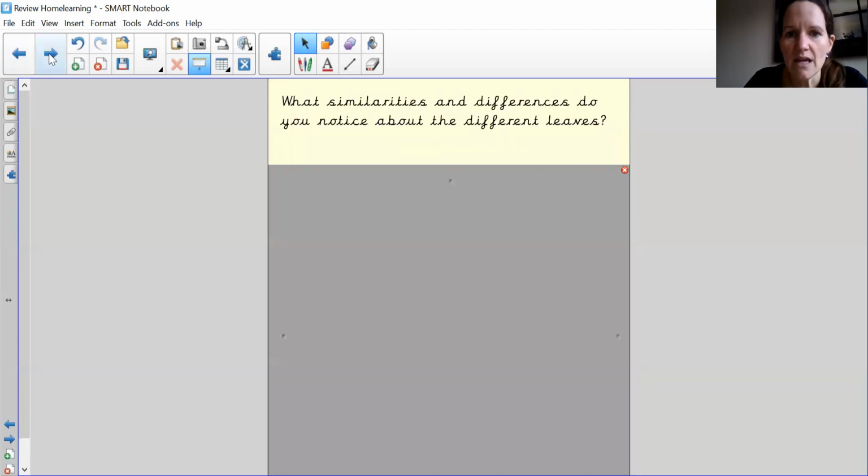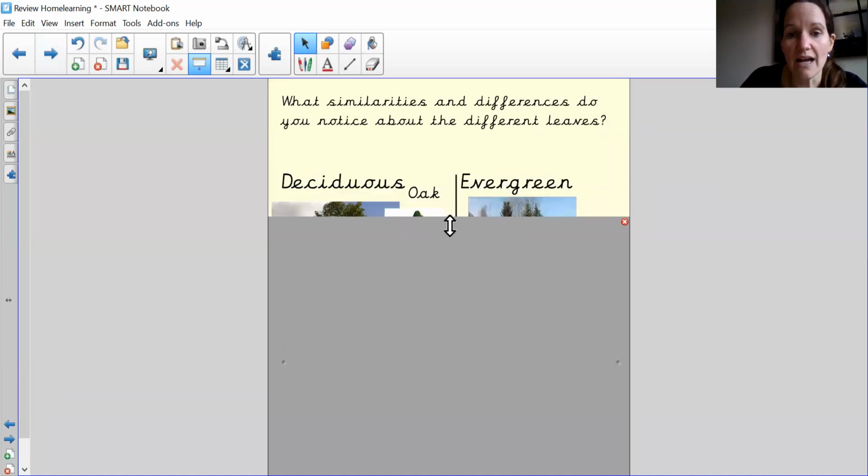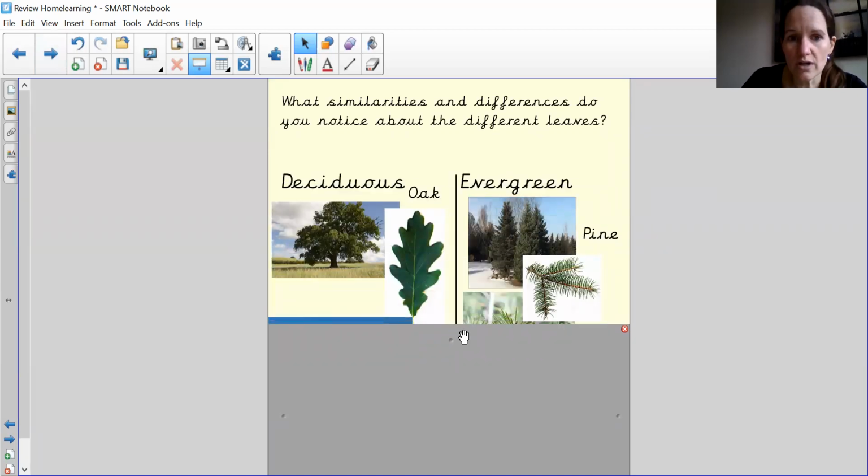Well done. Now, what similarities and differences do you notice about different types of leaves? Can you remember what is interesting about an evergreen tree leaf? What does it look like? Can you remember? Well done if you said it's usually needles. So you have pine needles on a pine tree and fir needles on a fir tree, which are like Christmas trees. So if I look here, we have an oak leaf. Now an oak leaf is round, it's quite big, and it's got round edges, whereas the pine has pine needles.